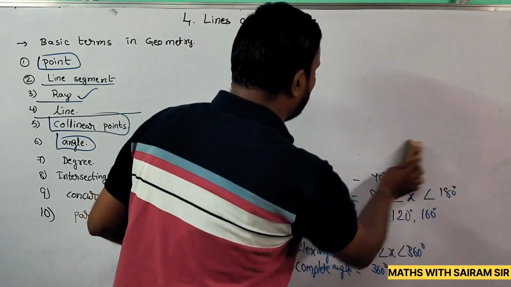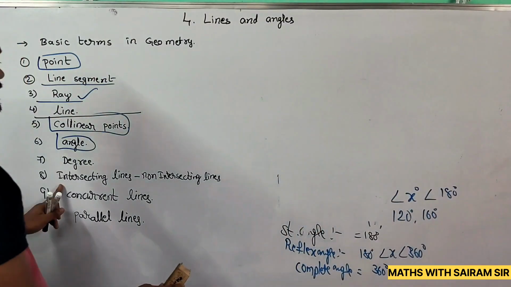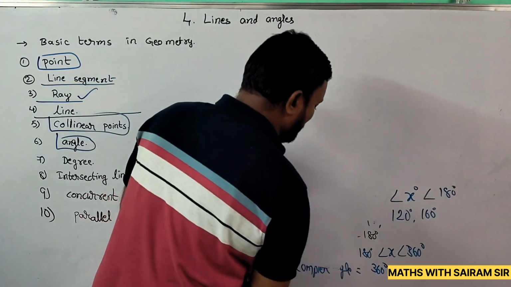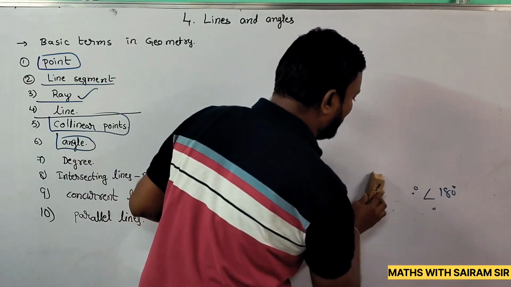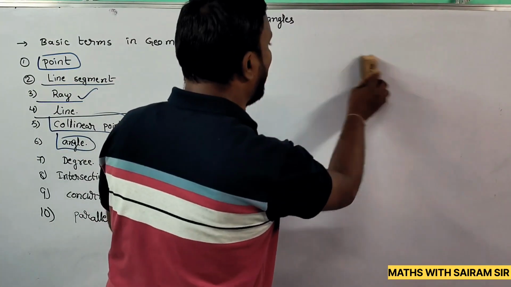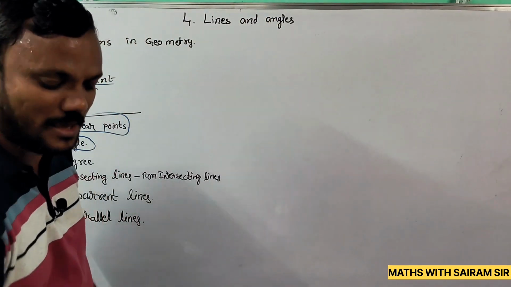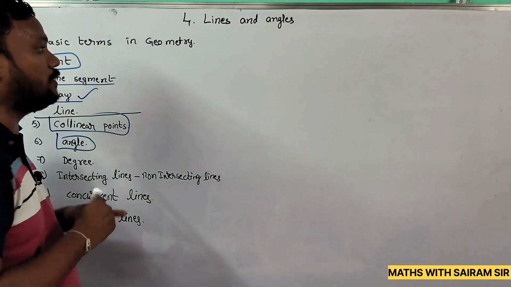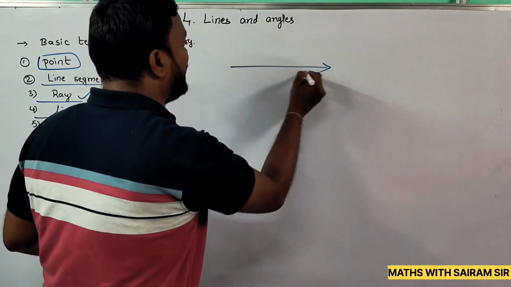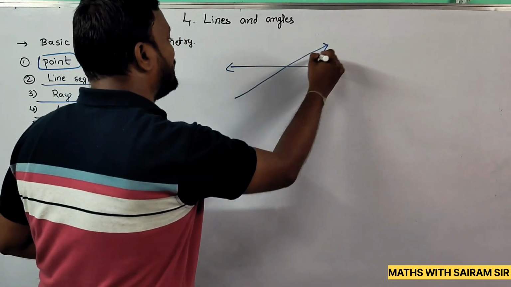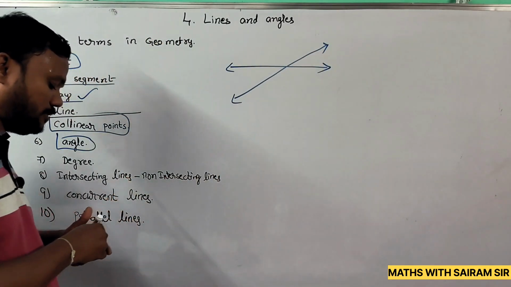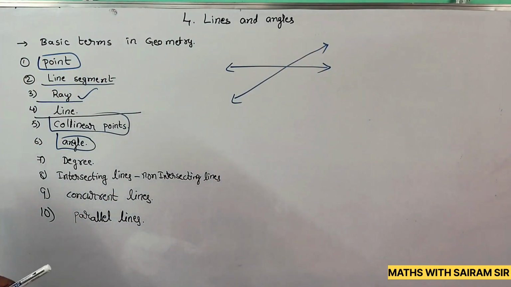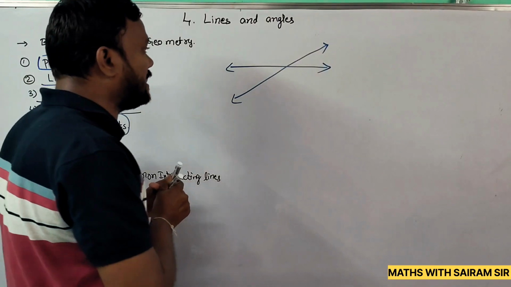Now let us see the next concept. What is our next concept in this? That is intersecting lines and non-intersecting lines. Okay, intersecting lines means what? If two lines have at least one point in common, then those two lines are known as intersecting lines.